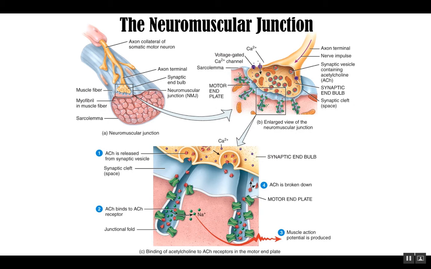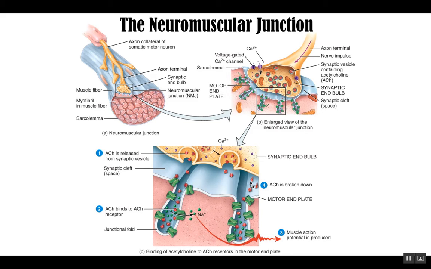The neuromuscular junction is a connection between a neuron and a muscle cell. So what occurs at the neuromuscular junction is in essence a cell-to-cell communication. What we see here in panel A is more of the cellular level, where we have the axon of a somatic motor neuron. Somatic motor neurons are the neurons of your nervous system that control skeletal muscle contraction.